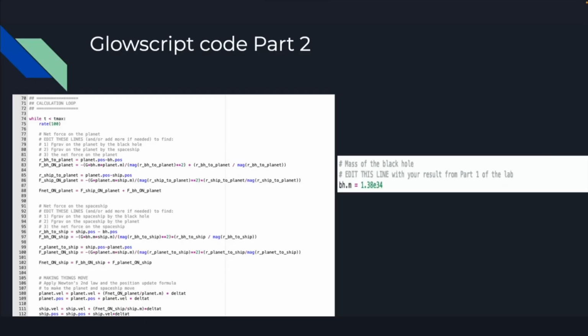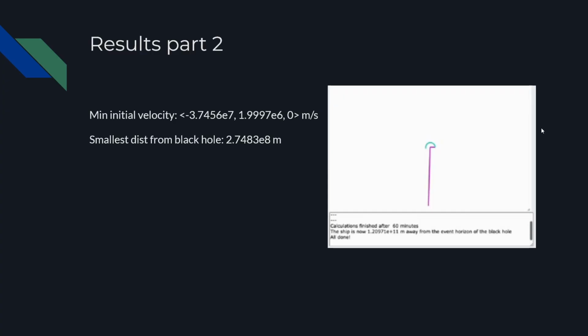This is the GlowScript for the second part of this code. On the left, you see the while loop, which finds the force on the ship by figuring out the force of the black hole and the force of the planet both on the ship, and uses those for the velocity update and position update formulas found at the bottom. And on the right, you see we entered the black hole mass from part 1 of the lab.